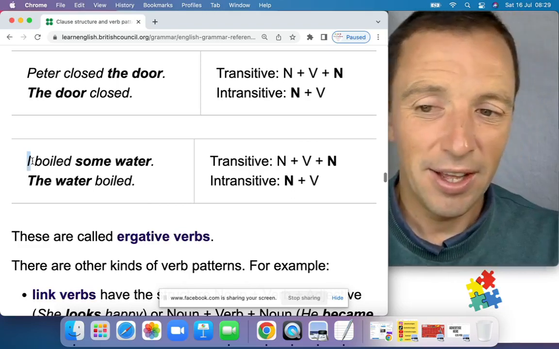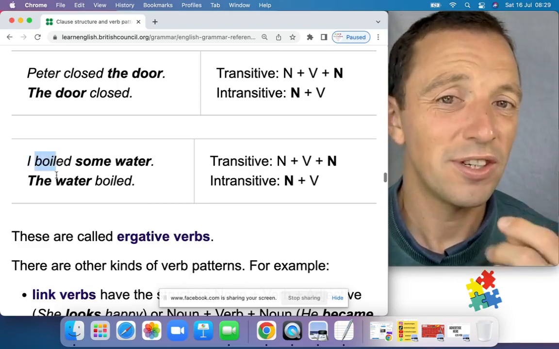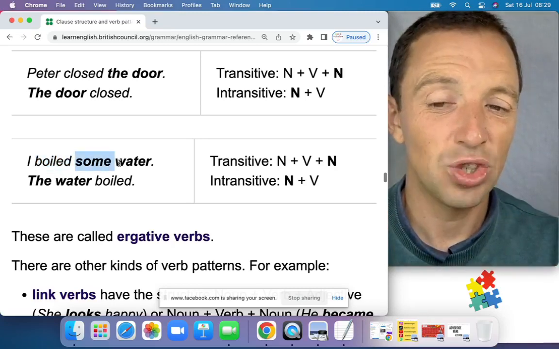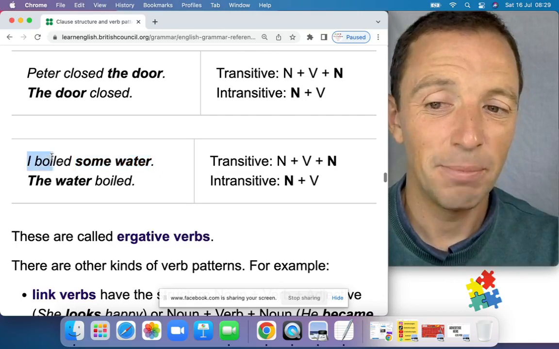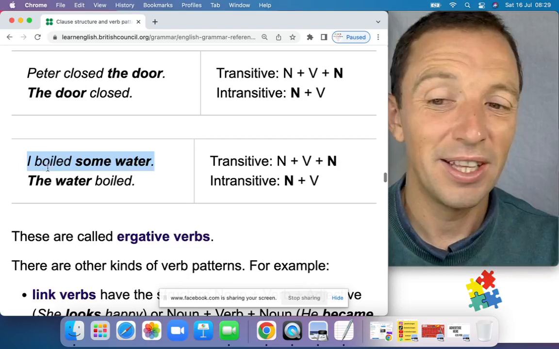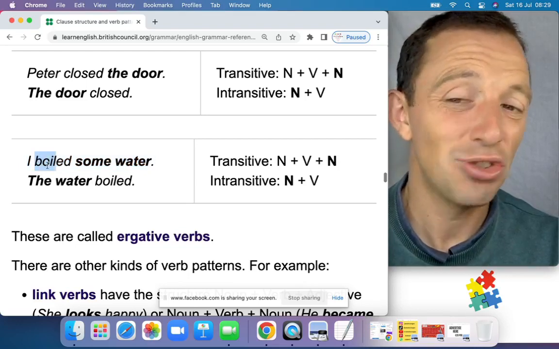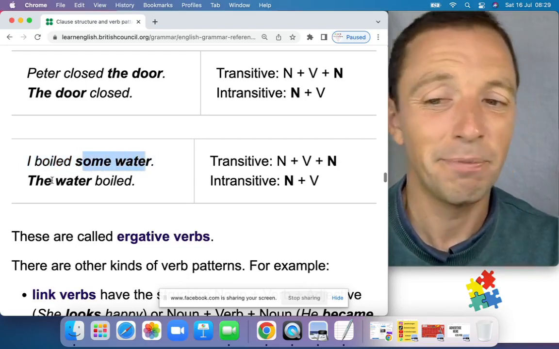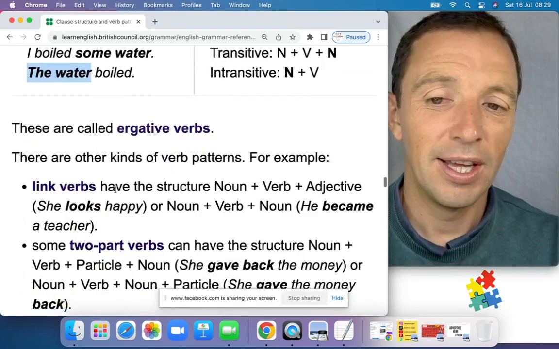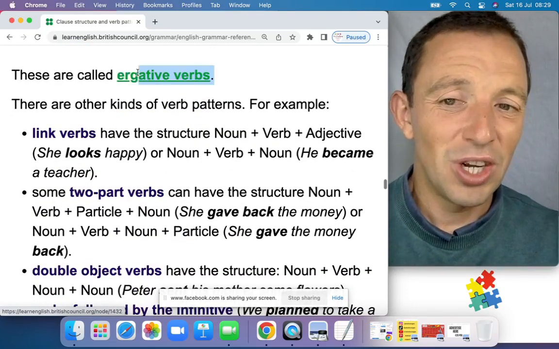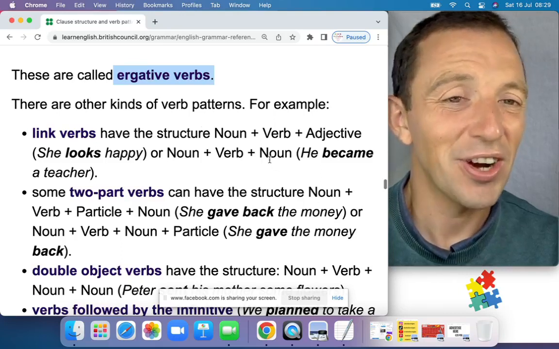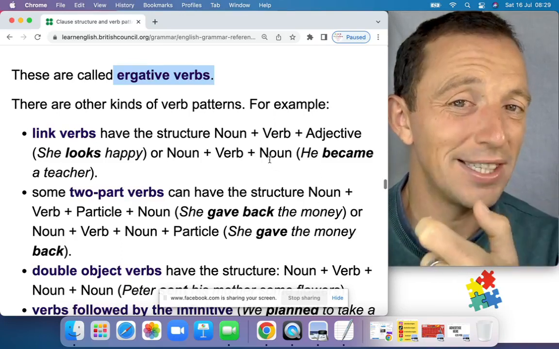Next, subject, I boil. Boil is the verb related to the temperature of water. It's the past simple, I boiled. An object, some water. This is transitive because we have the subject, the verb, and the object. I boil some water. The verb is to boil. It's possible transitive and intransitive. So the object for transitive becomes the subject for intransitive, the water boiled. These verbs are known as ergative verbs. So the technical grammatical explanation is ergative verbs for the verb that's possible to be transitive or intransitive.